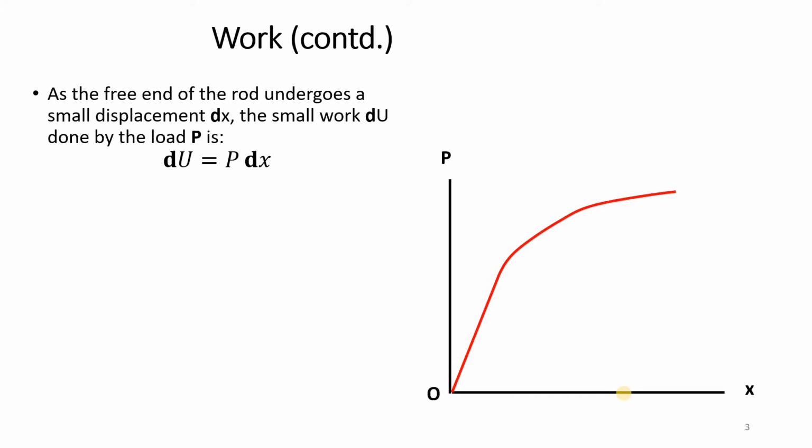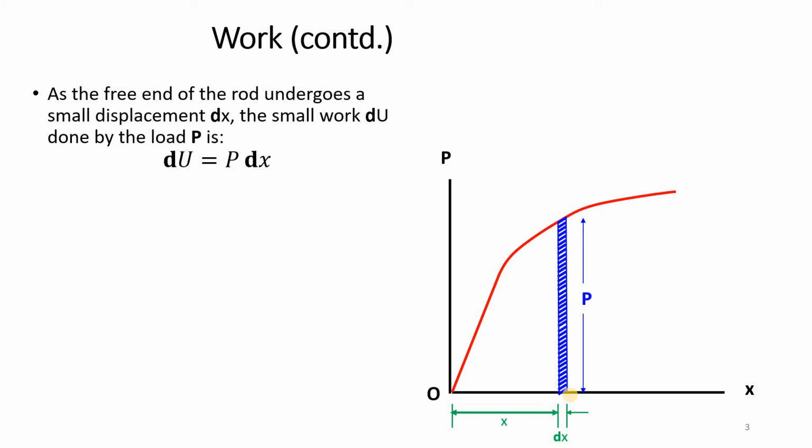As you can see in this graph, the shaded area is dU equal to P times dx. This is how you define work. Work is force times displacement. So this is the small amount of work dU done while the displacement dx is happening.